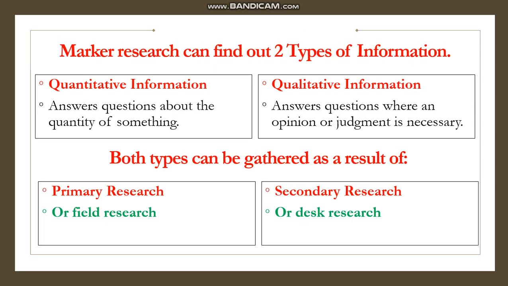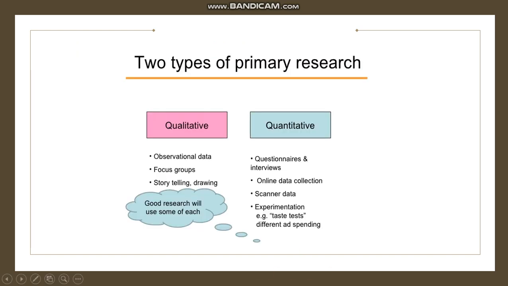Okay, let's see. Market research can find out two types of information, quantitative information and qualitative information. Both types can be gathered as a result of primary research or field research and secondary research or desk research. Now we have here the two types as defined and differentiated. Okay, we have to differentiate one from the other.